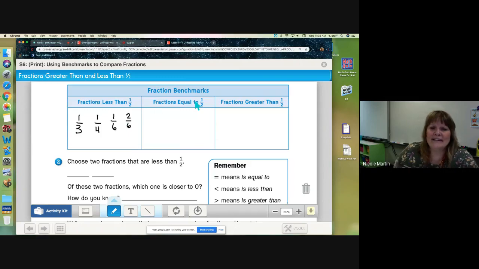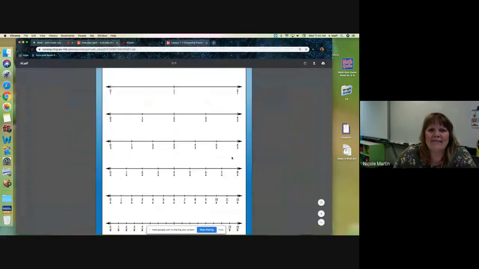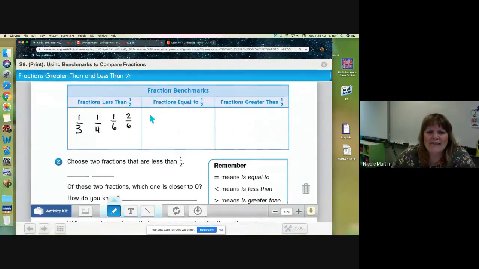So let's move on and find some fractions that are equal to 1/2 or the same as 1/2. So if we go back here, so here's our half. Nothing in the thirds is equal to 1/2. Oh, look at this. 2/4 is equal to 1/2. So we can go ahead and put down 2/4. Now I have a trick for you, my friends. 2 is half of 4. So that's how you can find halves. 2 is half of 4.